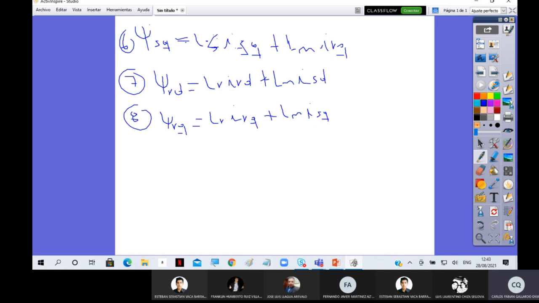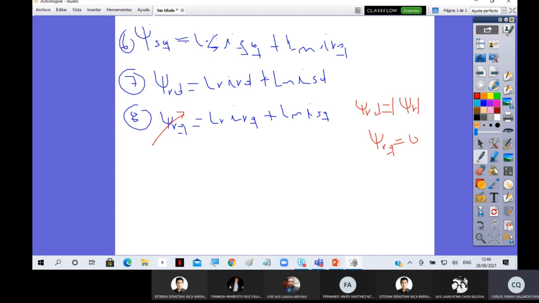If I am working with the rotor flux orientation technology, in this case the rotor flux on the D-axis is equal to the magnitude of the rotor flux, and the rotor flux on Q-axis is equal to 0. Therefore, in equation number 8, this flux is equal to 0.